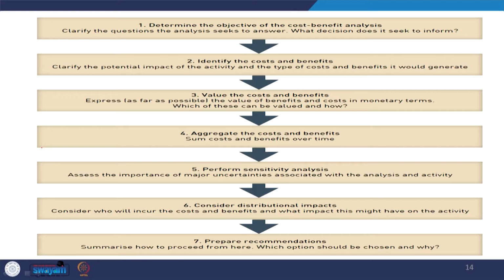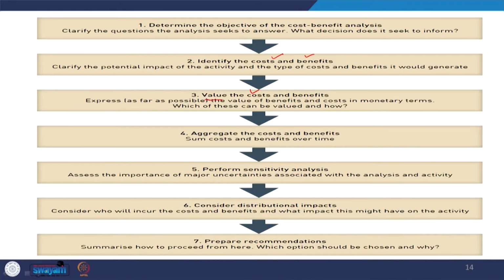Here we need to clarify the questions the analysis seeks to answer, as well as what decision it takes to inform. So, that must be there. And the second step, after determining the objectives, is to identify what are the likely costs and what are the likely benefits because of this particular project or policy. And then after identifying these costs and benefits, we need to evaluate or quantify and put a price on all these costs and benefits.